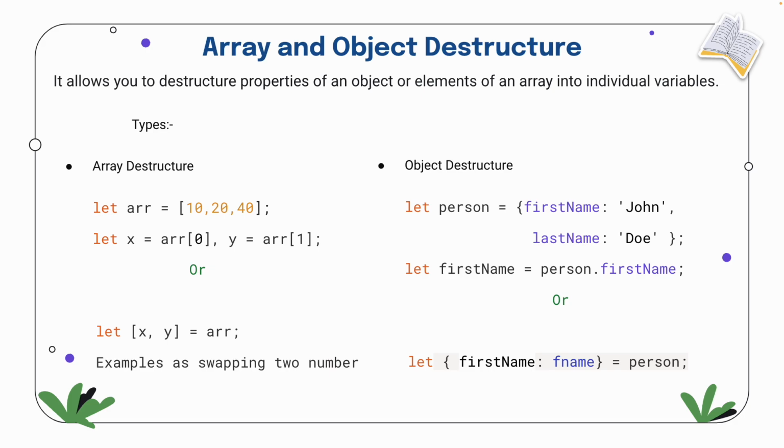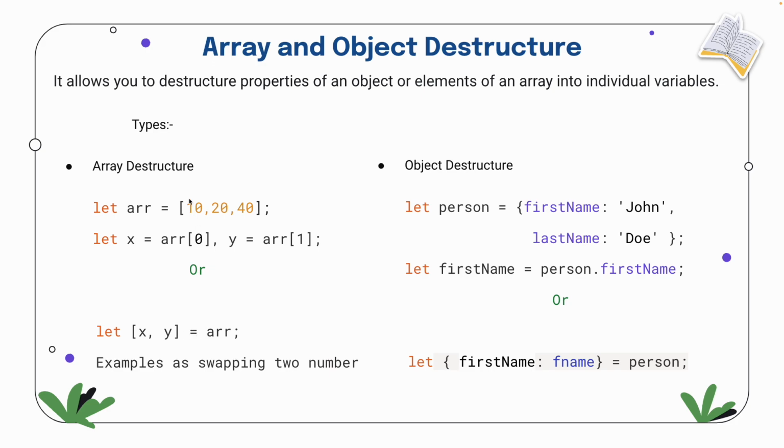suppose you want to get any value from the array. Okay, so if you want to access any element from the array and store it in one variable, what you will do, you'll create one variable name, and then access the array using 0th index, 1st index, and all those things, right? So instead of writing this way, you can just write let, square bracket, variable names comma separated, and then the array variable name.